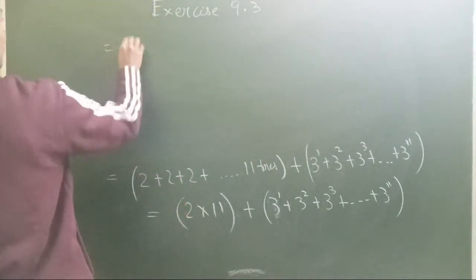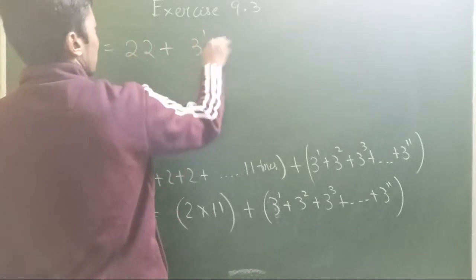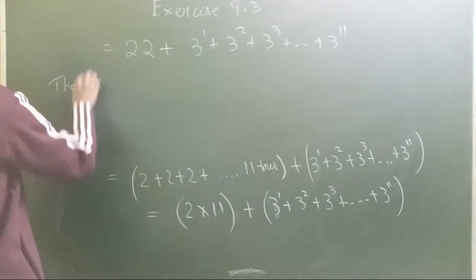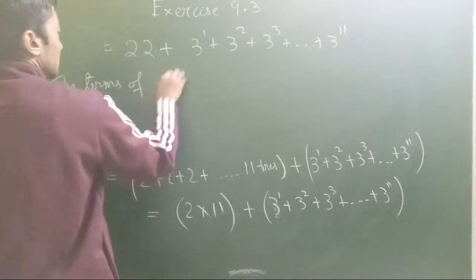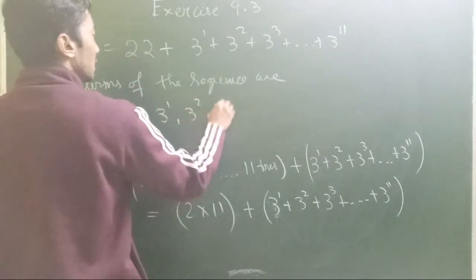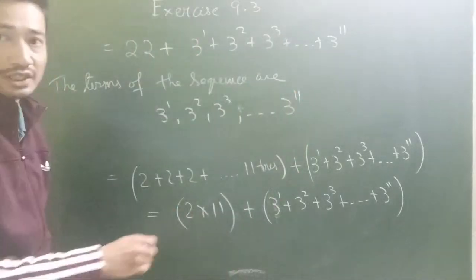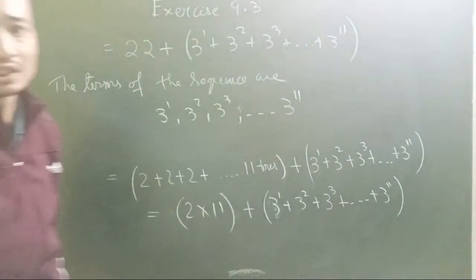So this will be 22 plus this one. I'll just write it once again: 3 square, 3 cube, up to 3 power 11. Let's solve this. The terms of the sequence are, what are they? 3 power 1, 3 square, 3 cube, up to 3 power 11, because this was the sum of the series.